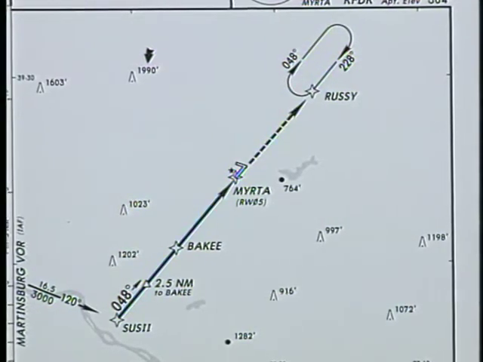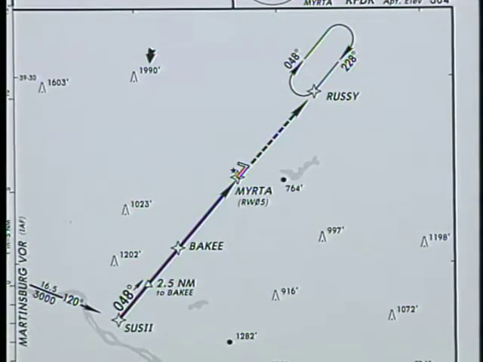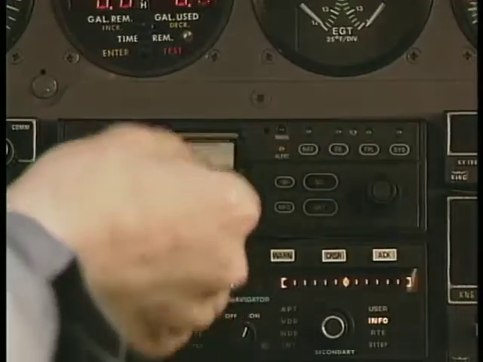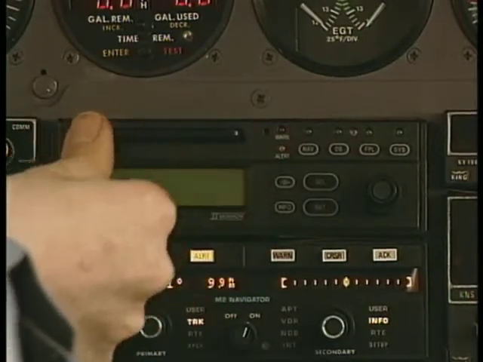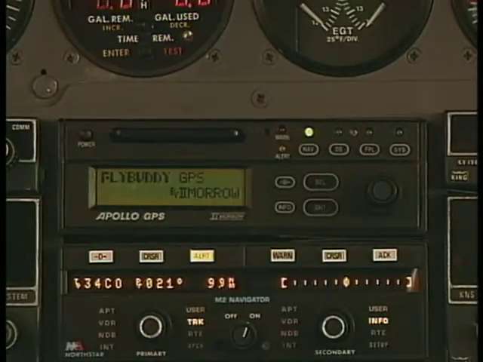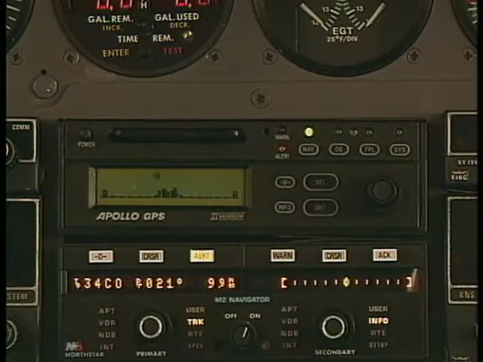In this situation, the approach procedure is comprised of several fixes that are contained in a GPS database. As you practice, you'll find that using GPS equipment to fly instrument approach procedures is as simple as navigating with traditional equipment.